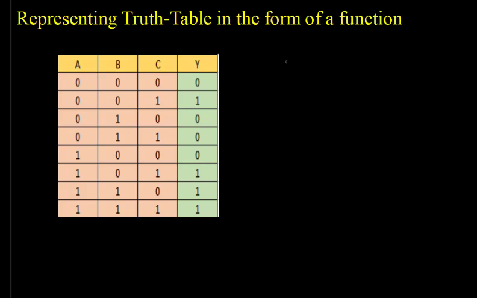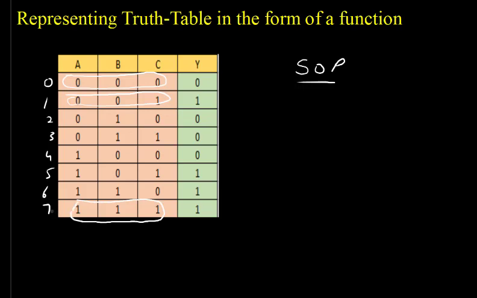Suppose I use SOP form. First of all, I will show you how to write the function in SOP form of this truth table, how this entire truth table can be converted into a function form. So here, first of all, 0 0 0 in binary is 0 in decimal. Then 0 0 1 is 1. Then 0 1 0 is 2, 0 1 1 is 3, this is 4, this is 5, this is 6, and this is 7. So this is what we have written, whatever input entries we have converted into decimal.